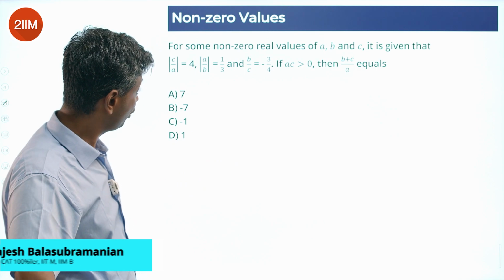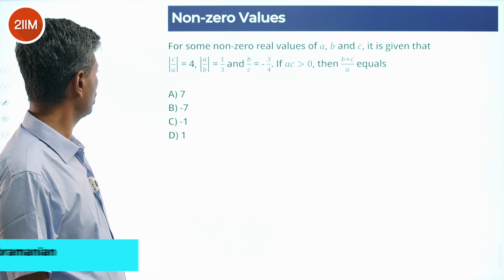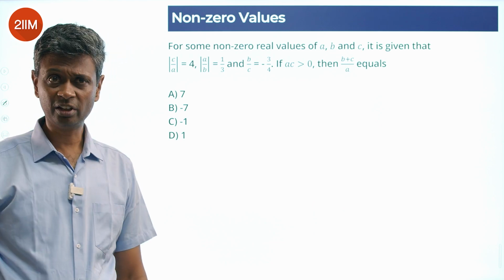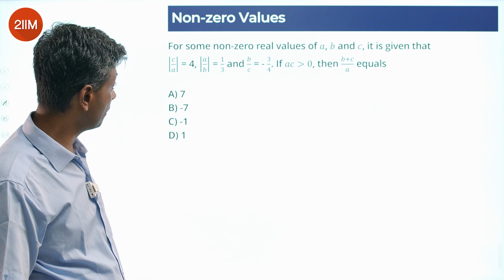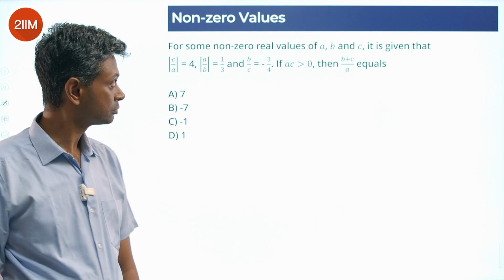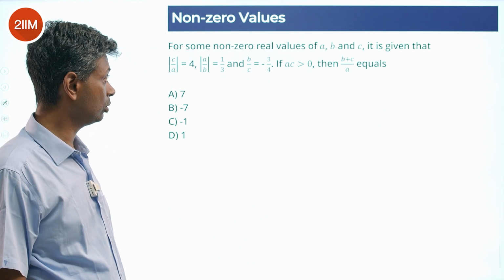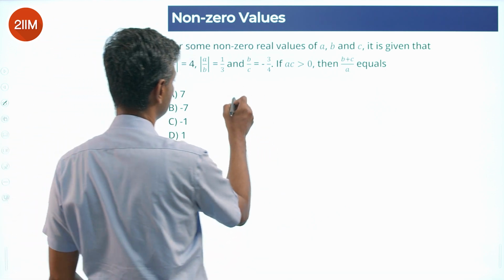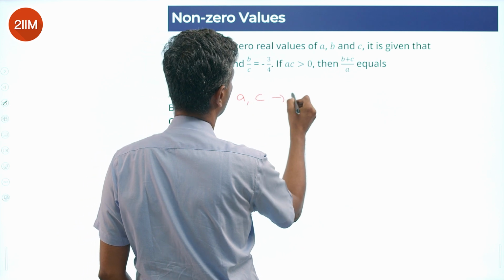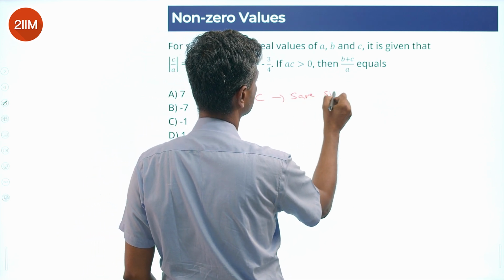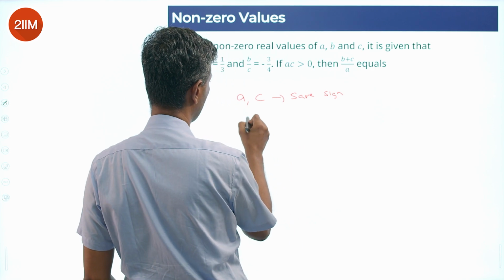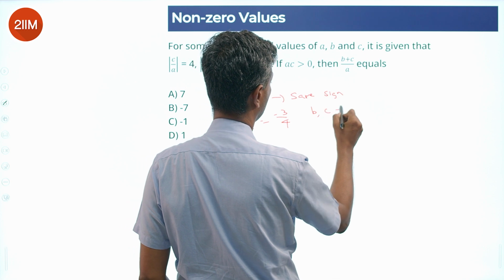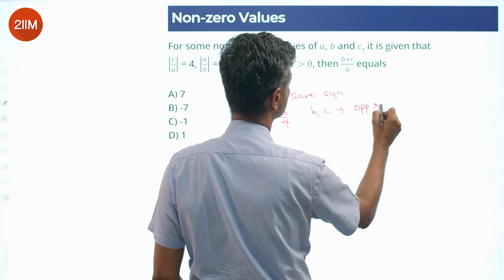To choose one: for some non-zero real values of a, b and c, it is given that modulus of c by a is 4, modulus of a by b is 1 by 3, b by c is minus 3 by 4, and AC is greater than 0. Find b plus c by a. AC is greater than 0, that means a and c have the same sign. B by c is minus 3 by 4, so b and c have opposite signs.